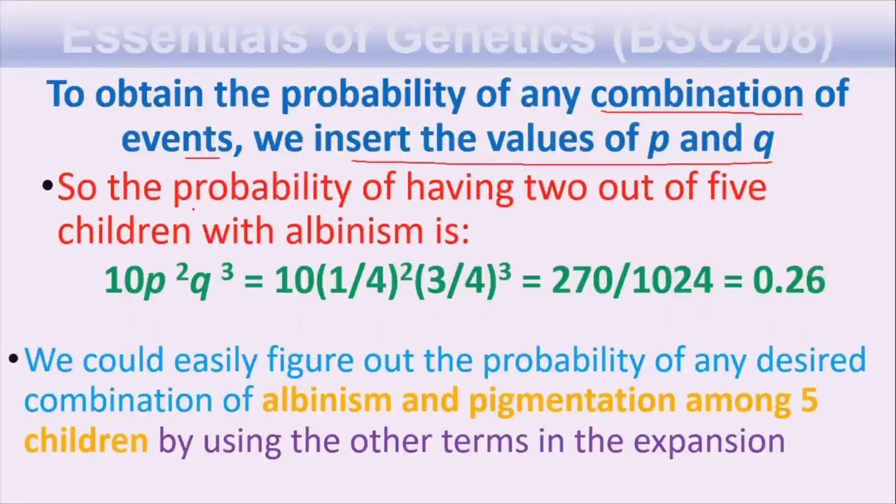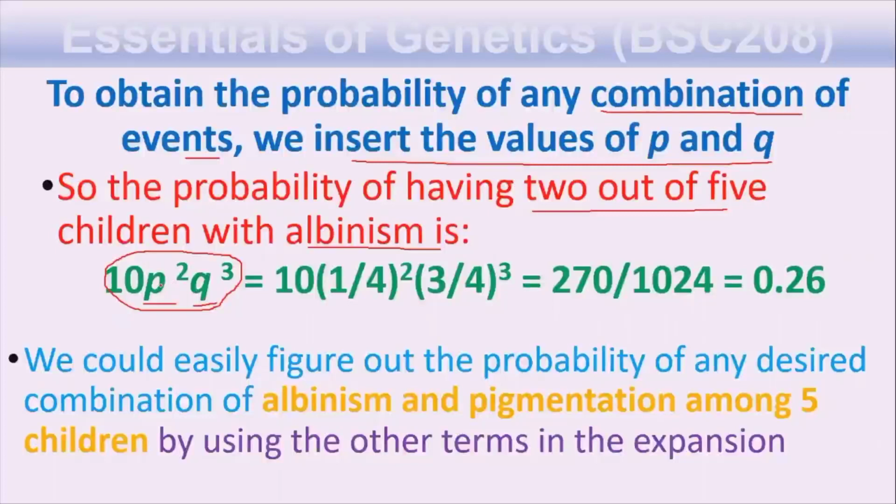So the probability of having 2 out of 5 children with albinism will be 10 into p raised to the power 2 into q raised to the power 3. So this means that 2 children will be with albinism and 3 children will be with normal pigmentation.